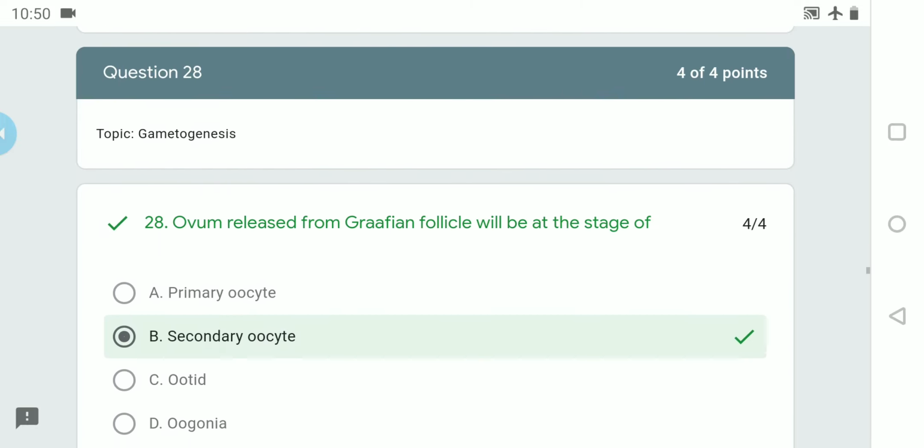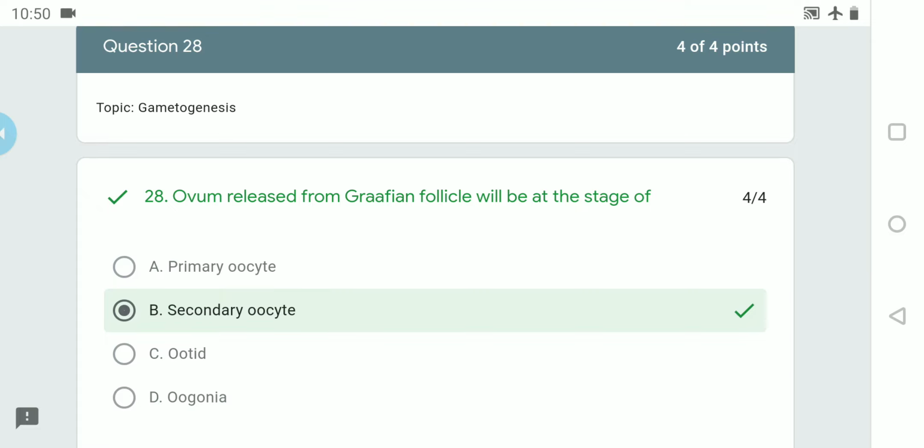Yes. The next question, the 28th one. This is also related to gametogenesis, specifically oogenesis. The ovum released from the Graafian follicle will be at the stage of, as I said, secondary oocyte. After the primary oocyte undergoes meiotic division, it gives rise to the secondary oocyte along with the first polar body. That is also an ovum only. The secondary oocyte further undergoes second meiotic division, giving rise to the second polar body and ovum. Did you get it?